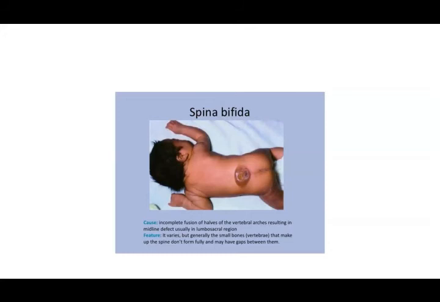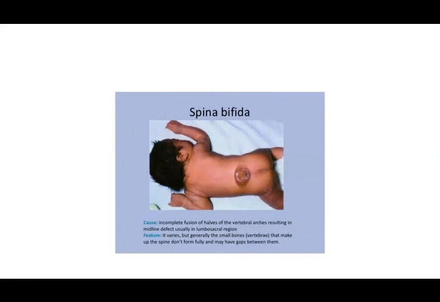You see, this is a picture of the spina bifida. Incomplete fusion of halves of the vertebral arches, resulting in a midline defect, and it is commonly seen in the lumbosacral region. Generally, small bones that make up the spine don't form fully and gaps are seen. This is spina bifida. That finishes the development of the vertebral column.